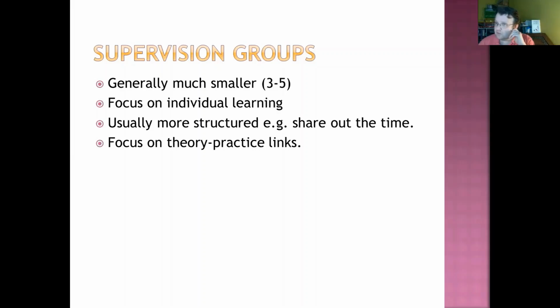There'd be a lot of focus on theory-practice links, particularly if people are trainees. Of course, there'll be a lot of work on that, but the supervisor will try and bring out some of those links.